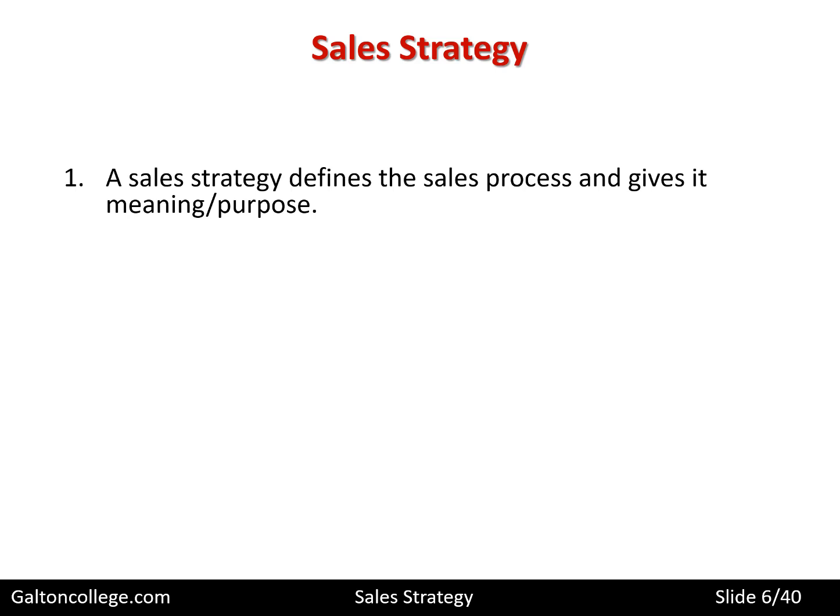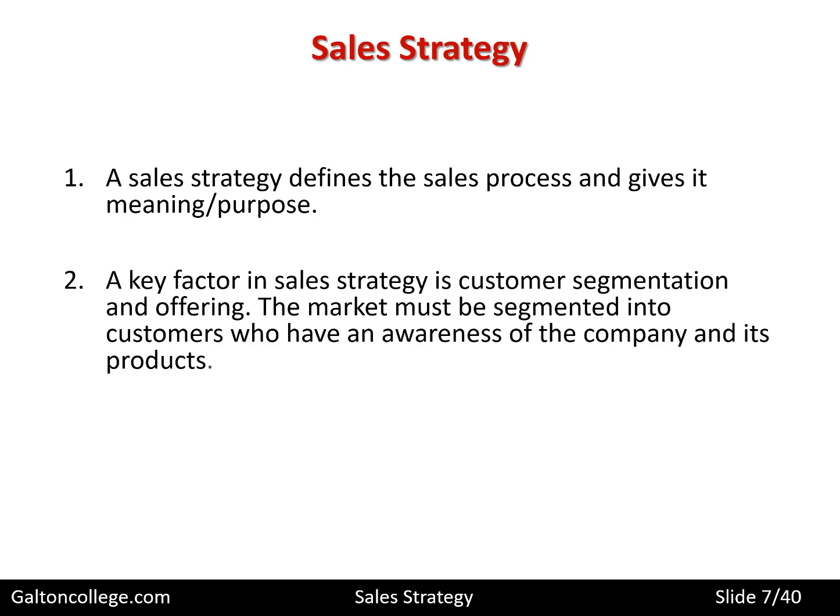Now, a sales strategy defines the sales process and gives it meaning and purpose. So the sales strategy is the overall set of objectives that the company is trying to achieve. A key factor in sales strategy is customer segmentation and offering. The market must be segmented into customers who have an awareness of the company and its products. So ideally, the company should look at the segments and look at the requirements of the people within those various segments, identify the segments that it should target, and then look at the awareness of the customers within that segment in the context of the products being sold.